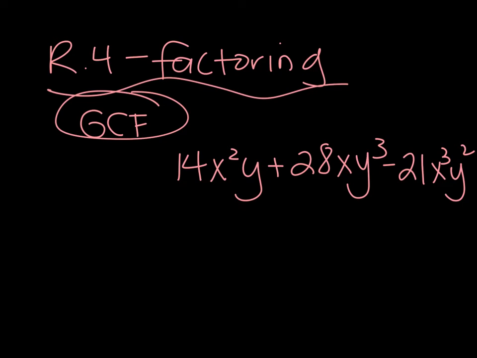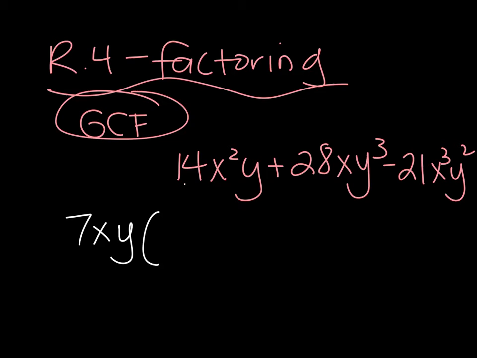Remember, the first question you always want to say is, can I take something out? So numerically, just on the coefficients, is there a number that goes into 14, 28, and 21? It would be 7, so I can take out a 7. Is there an x on every single term? Yes, so I take it to the lowest exponent that's there, so it would be x to the first. And then look at the y. Is there a y on every term? What's the lowest exponent? To the first.